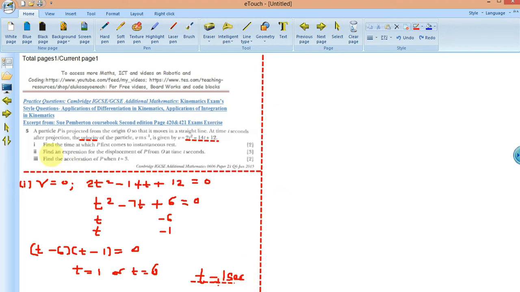Okay, so next question. Find an expression for the displacement of the particle P from O, that is its starting position, at time t in seconds. Now we want to find an expression for displacement, and you are given velocity. So how do you derive displacement from velocity? You go ahead and integrate velocity. When you integrate velocity, you get displacement. When you differentiate displacement, you get velocity.